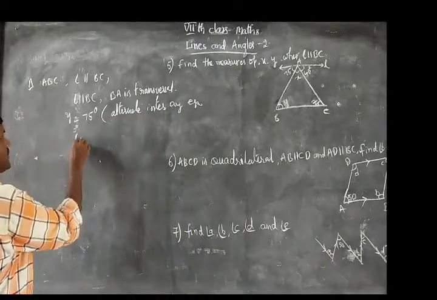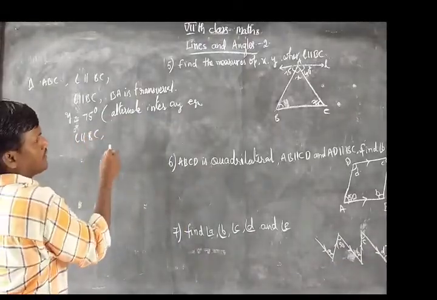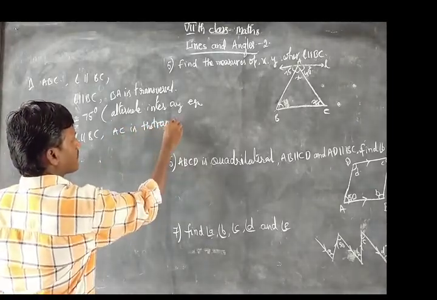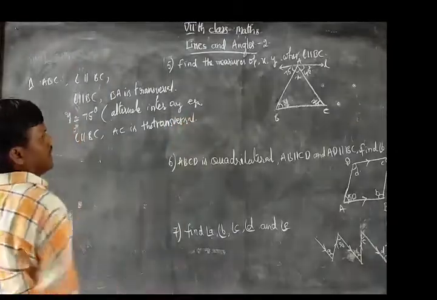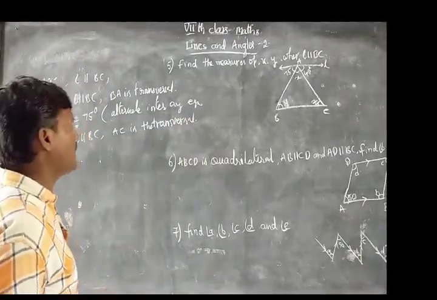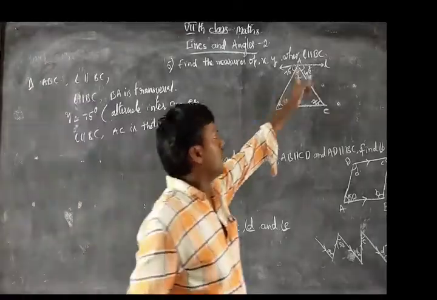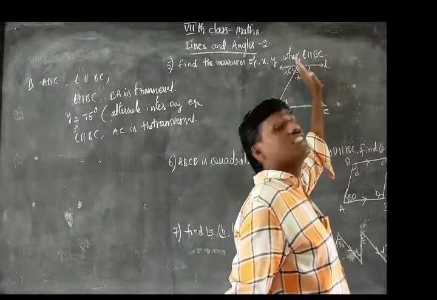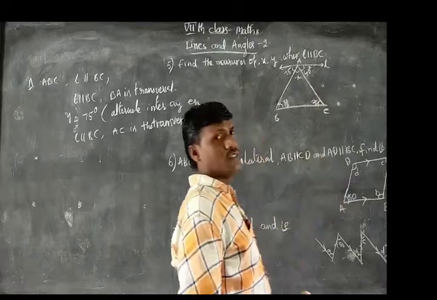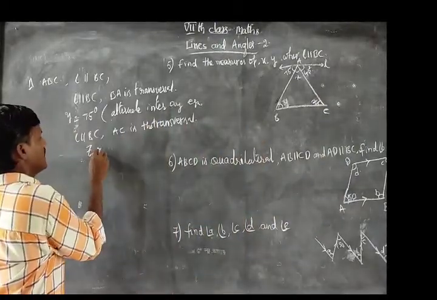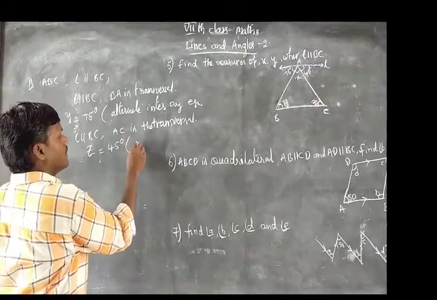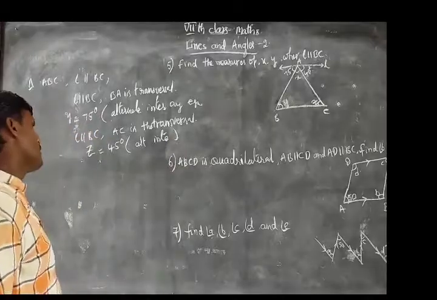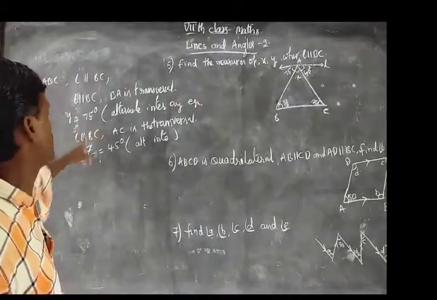Same process: L is parallel to BC, and AC is the transversal. If you observe, this is the transversal, so we can take angle Z equal to 45, alternate interior angles. Then Z is how much? 45 degrees. Alternate interior angles are equal. So we found that the Y value is 75 degrees and the Z value is 45 degrees.